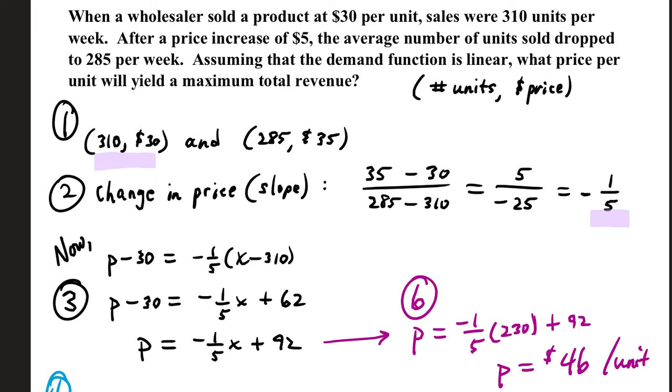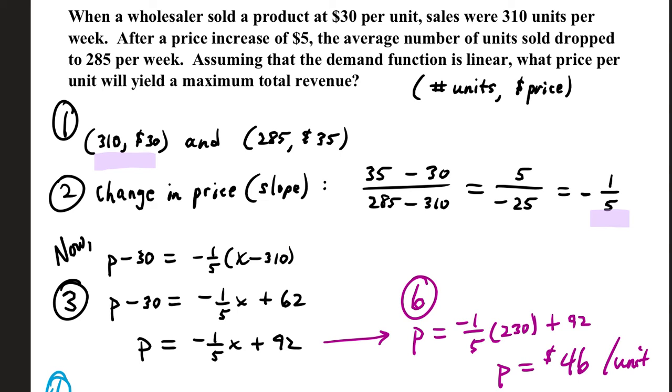We have 5 as the numerator, negative 25 as the denominator, which reduces to a negative 1/5. The way to interpret this is when the price went up $5, production went down 25 units. All right, so now we're going to go back, think of this as, back in the college algebra days, as point slope form. I'm going to choose this first ordered pair and the slope we just found, p minus 30 equals slope times x minus 310.